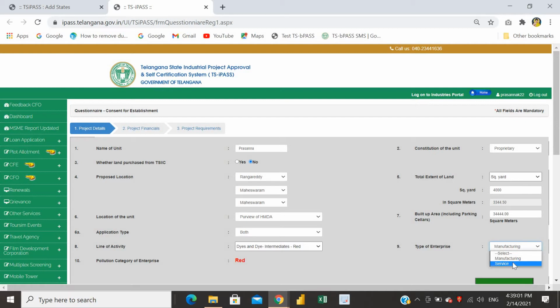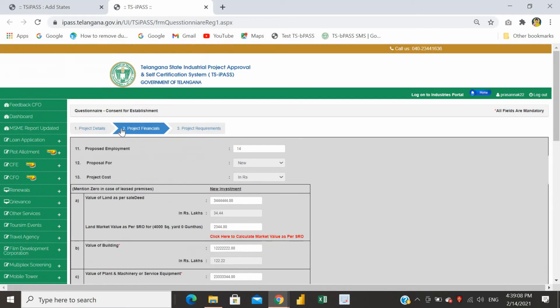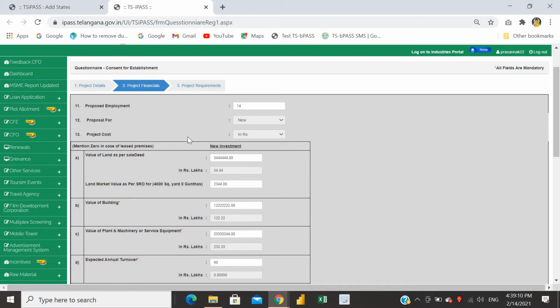Type of enterprise, manufacturing or service. It's a manufacturing unit. Then I've come to the second part of the questionnaire. This is project financials. Proposed employment. This is direct employment. I am giving that my unit is going to employ 50 people directly, and it is a new proposal. It's already frozen because a part of the application I have already submitted. So it is a new establishment and not an expansion unit.